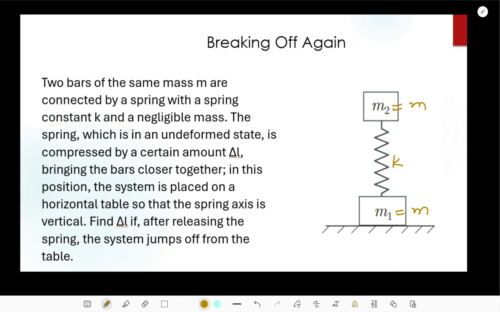If after releasing the spring, the system jumps off from the table, तो वो jumps off just contact break होता है. So we all know that the spring should apply a force greater than or equal to mg. That means in the limiting condition, if the lower block separates from the table, then the spring should apply a force on the lower block that must be greater than or equal to mg, or equal to mg in the limiting case, just breaking off.